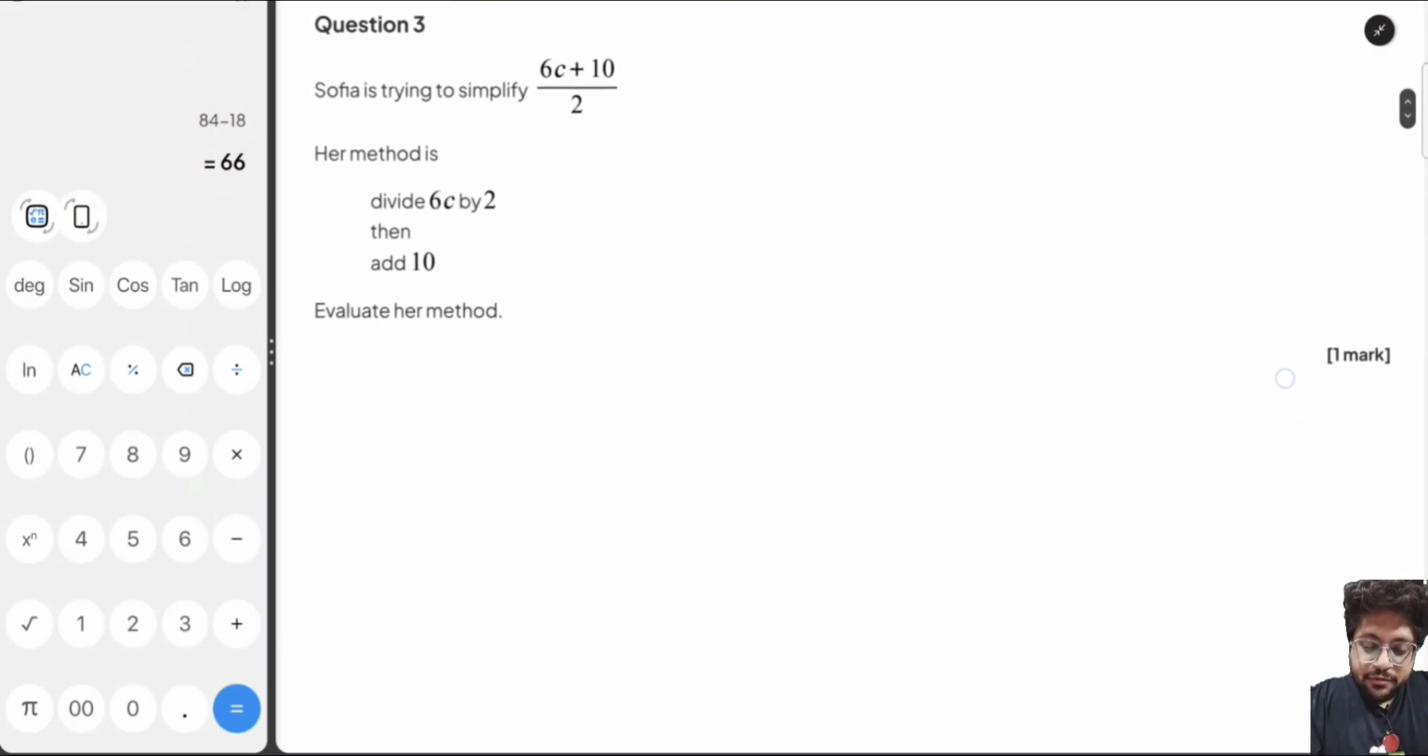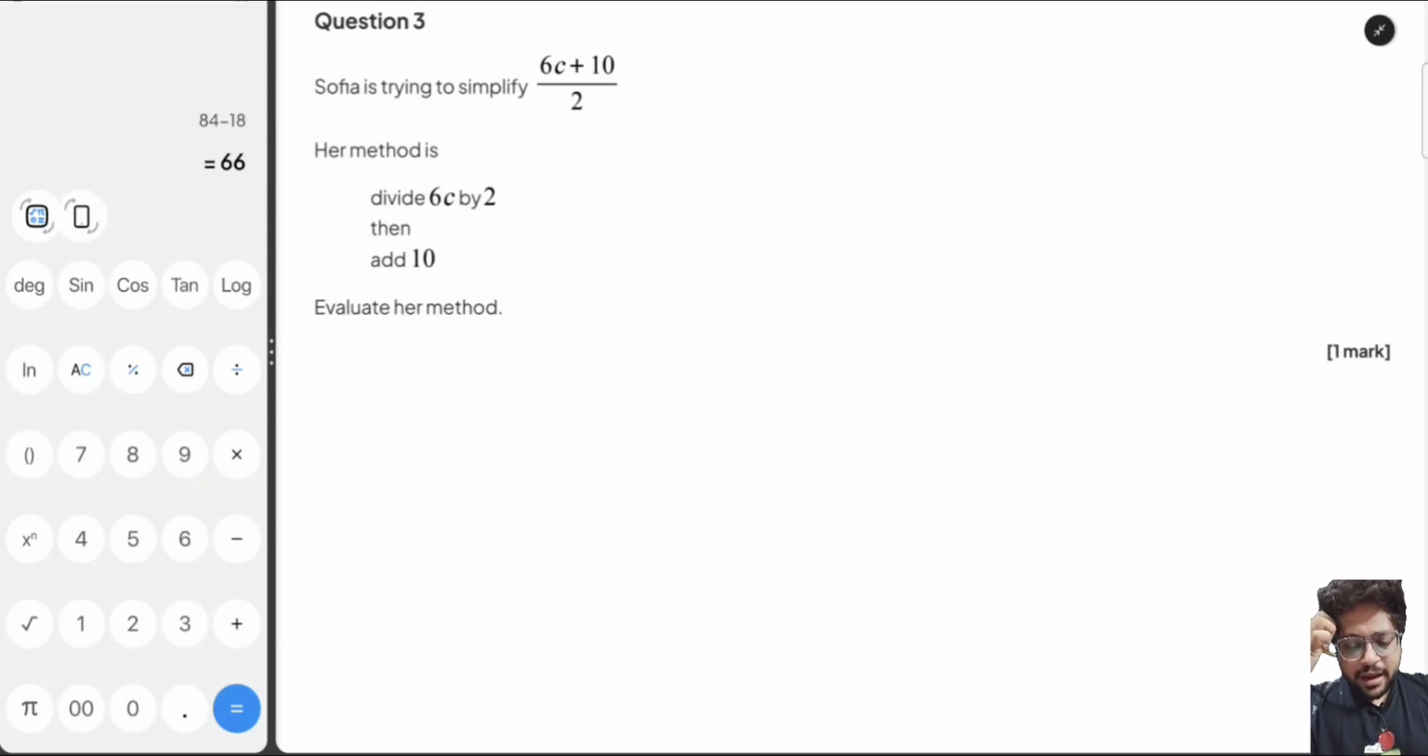See the third question. Sophia is trying to simplify 6c plus 10 upon 2. Her method is divide 6c by 2 and then add 10. Evaluate her method. No, she is completely wrong. I'll tell you why. Because if 6c plus 10 is given in the numerator and the whole denominator is 2, what does it mean? It means that it is 6c plus 10 whole in the bracket divided by 2. So this fraction means this, it's the whole 6c plus 10, the whole thing is divided by 2. That means it's a bracket and whole thing is divided by 2.